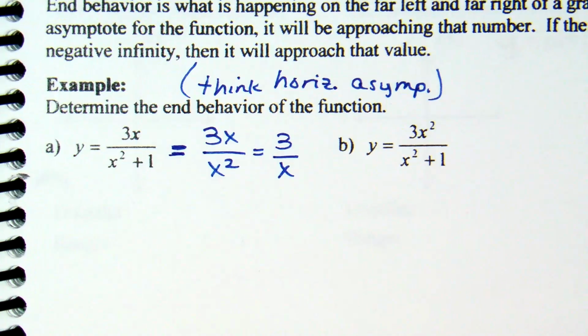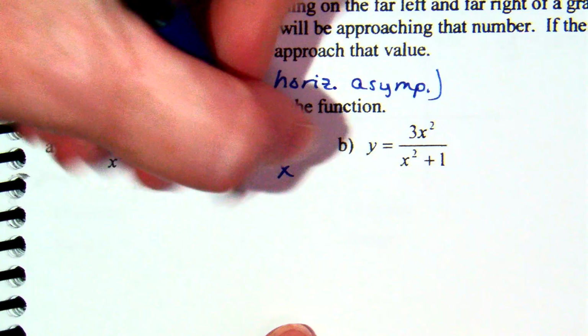Think about this, okay? As I start putting in bigger and bigger numbers for x, so like as we go off to positive infinity, I start putting in bigger and bigger numbers. 3 over 10. Well, that's 0.3, right? 3 over 100. Now we're at 3 100ths, 0.03. 3 over 1,000. 3 over 10,000. What's happening to that number every time? It's getting smaller and smaller and smaller. And what is it approaching? Getting closer and closer to 0. Thus, that end behavior is y equals 0.